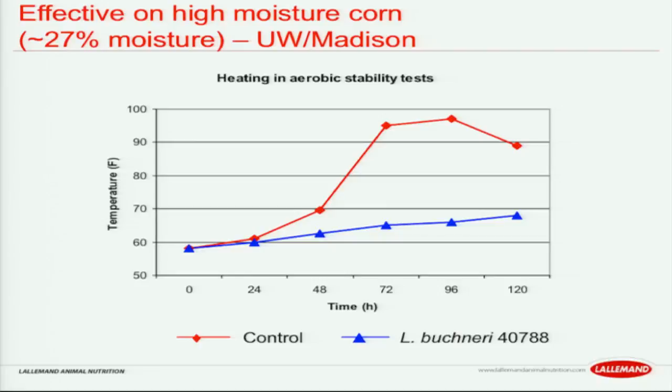So when we talk about aerobic stability, it's the amount of time in hours that the silage is fresh compared to the ambient temperature. We see on this study done at the University of Wisconsin-Madison, the high moisture corn that was not inoculated heated about 40 degrees, from high 40s to high 90s, while the one that was inoculated heated only 10 degrees.